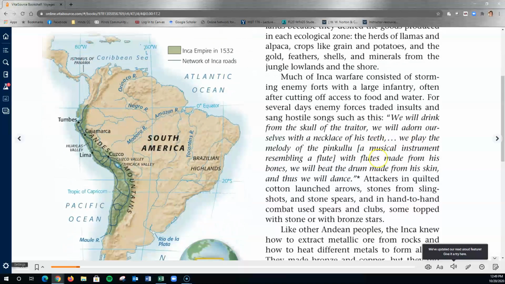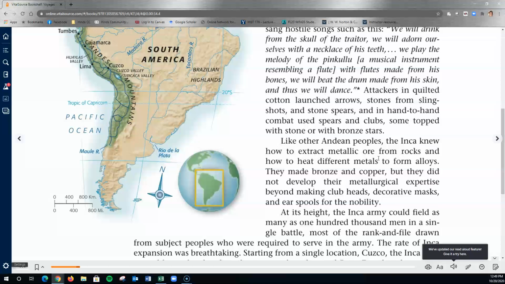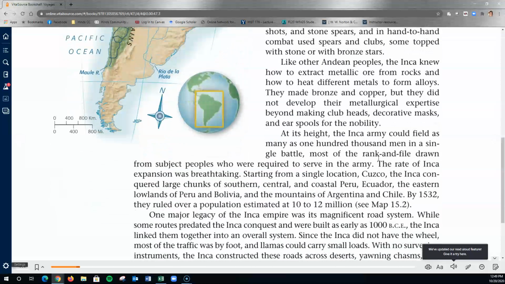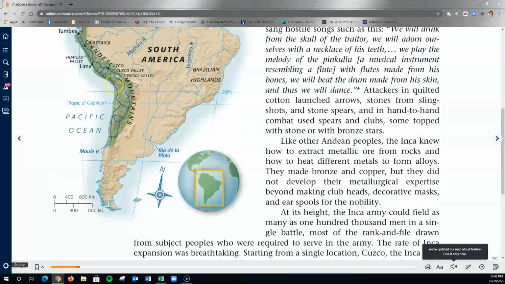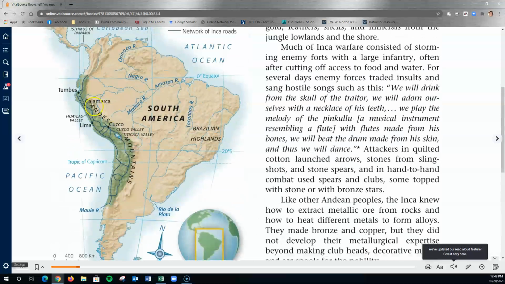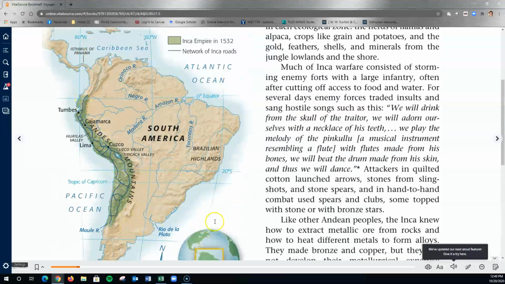It talks about the Inca, really, forms of warfare, how the Incas used labor, and how they built roads to link these areas together. You can see the road system as it links the Inca Empire together.